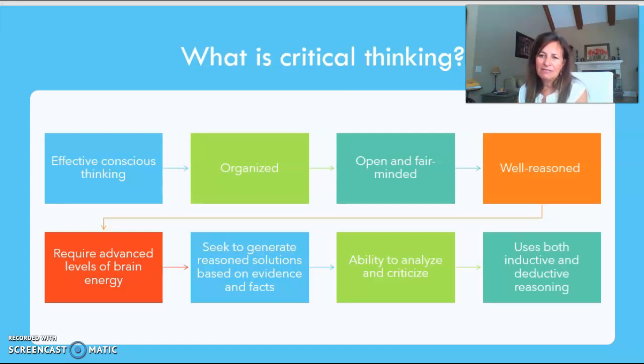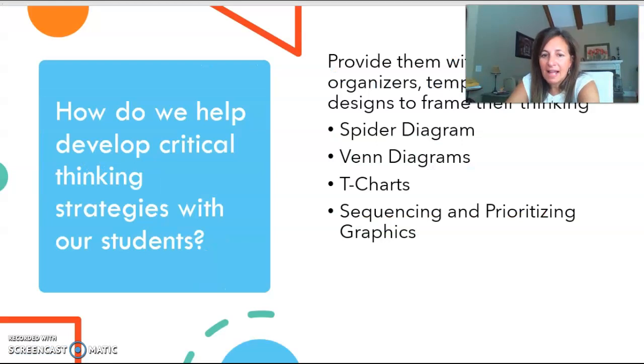So now that we have the definition, let's think about what it isn't. And what it isn't is it's not disorganized, it's not biased, it's not narrow, it's not unconscious. It's not like creative thinking that is shaped somewhat by randomly seeking multiple answers to find a solution. So moving on, how do we develop critical thinking strategies with our students?